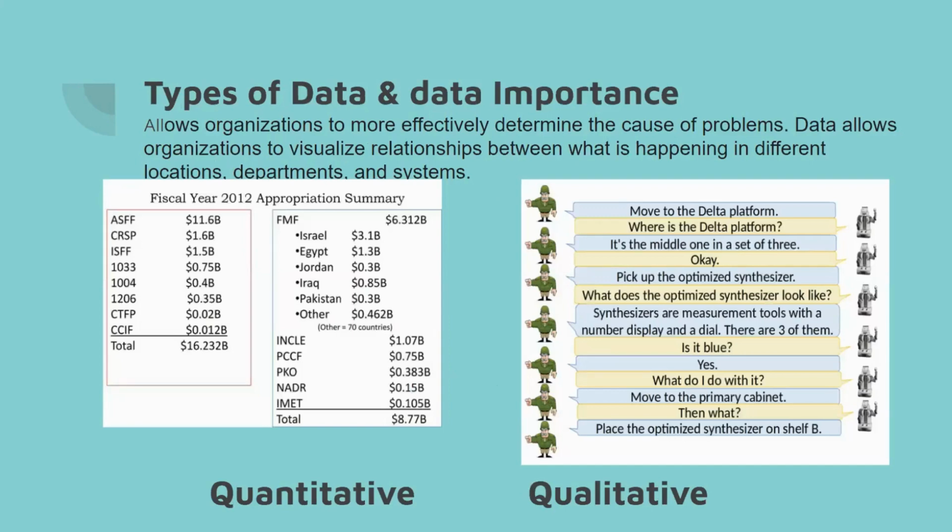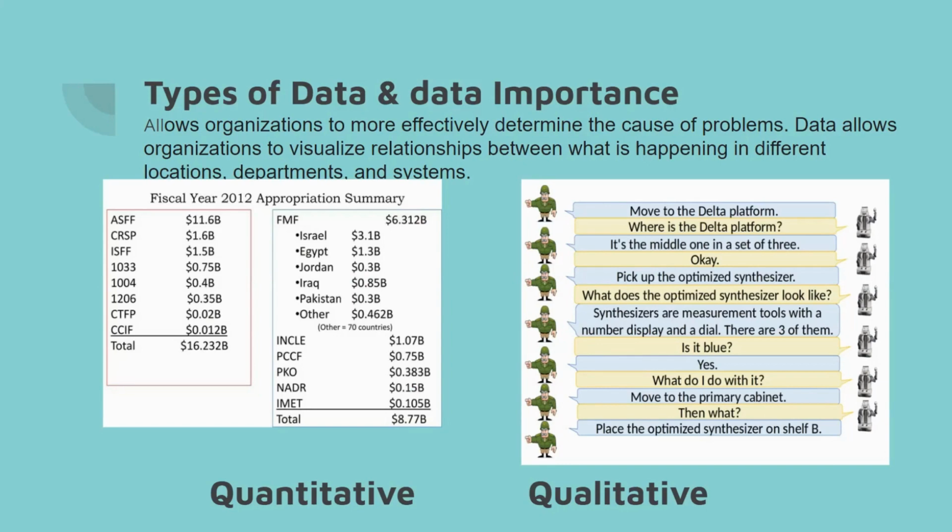Data collection is important as it allows organizations to visualize relationships between what is happening in different locations, in different departments and systems, and brings all that data to make sense, which is called information.